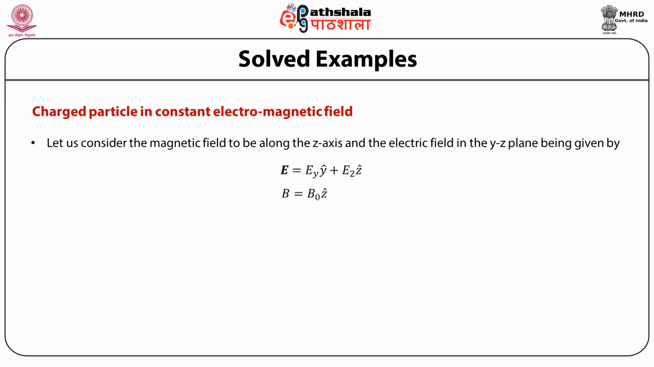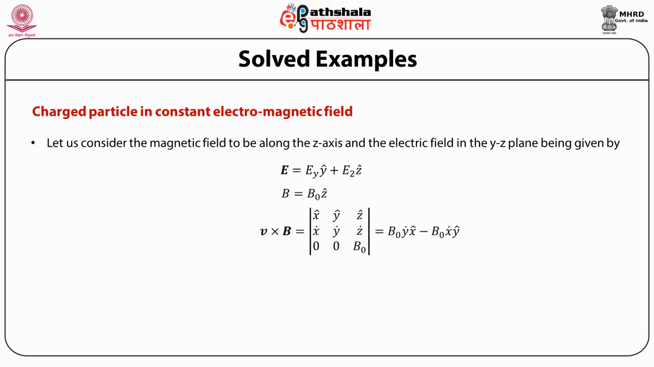While considering the motion of a charged particle in the presence of an electromagnetic field, let us consider the magnetic field to be along the z-axis, and we consider the electric field in the yz plane. That is, the magnetic field B is equal to B naught times a unit vector along the z direction. So B is along z, and the electric vector E has a component Ey along the y direction and a component Ez along the z direction.